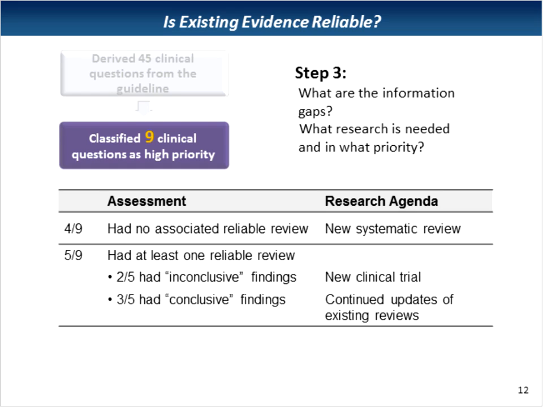In order to know what the information gaps are and what research is needed, we mapped the 9 priority questions with the 13 high-quality systematic reviews we identified. And in that way, we found 4 out of the 9 questions had no associated reliable review. And in our opinion, that's a good indication for new systematic reviews.